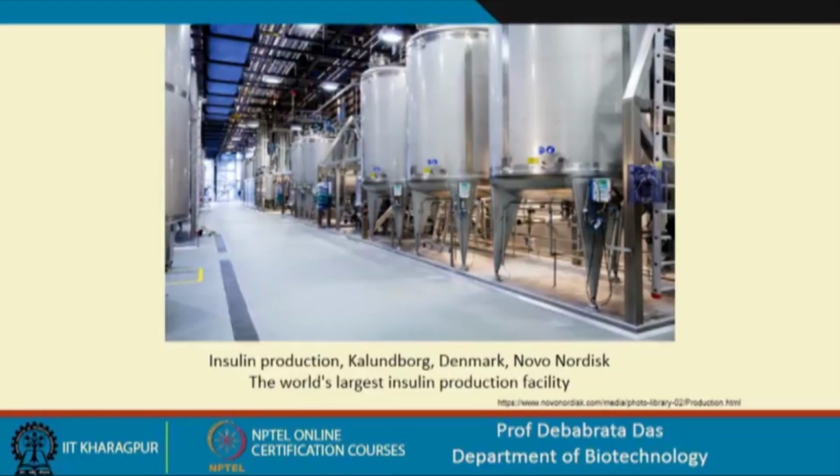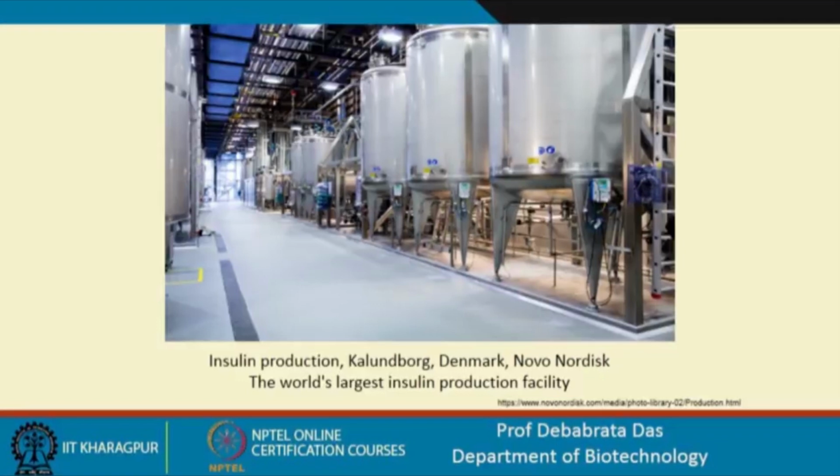This is the kind of insulin production process that we have in Kalundborg in Denmark. This is Novo Nordisk's facility, the world's largest insulin production facility. You can see several fermentation processes there, and both fermentation and downstream processing are involved in the production of insulin.